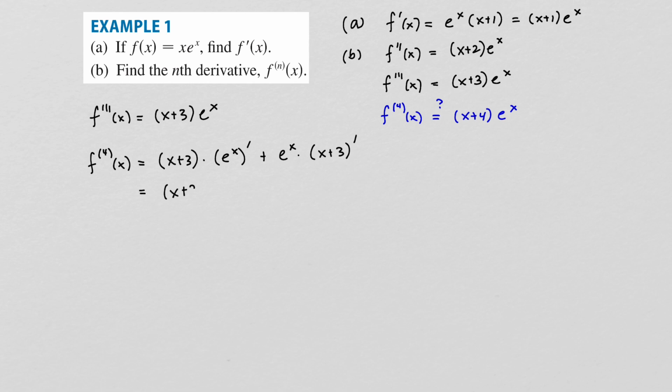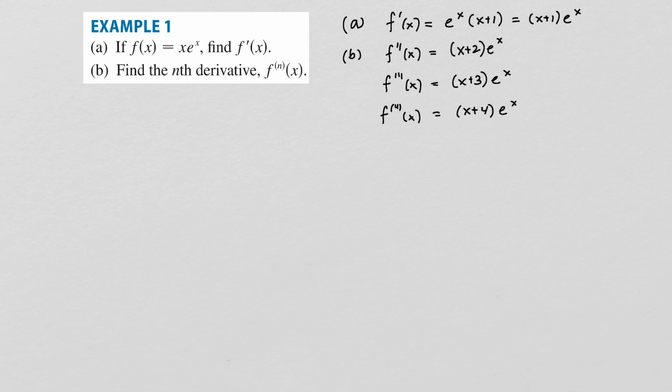This is equal to x plus 3 times e to the x plus e to the x times 1 again. And when we factor out e to the x, we get e to the x times x plus 3 plus 1, which is e to the x times x plus 4. And so indeed, I can confirm that the fourth derivative is x plus 4 times e to the x. So now I'm very confident that we have a pattern.